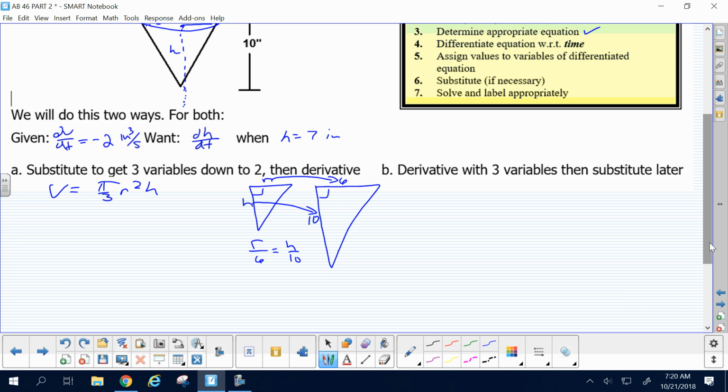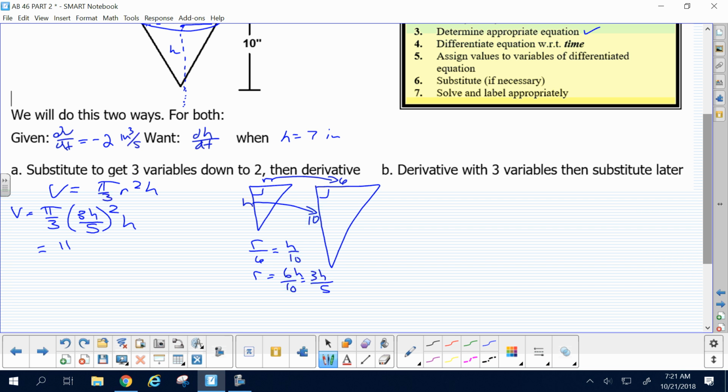Proportionality between the sides. Then my question is, all right, well, which one should I solve for, R or H? Well, given that I want dH/dt, it seems like I want H to stay in the equation, which means I don't want R. So I'm going to call R 6/10 H, or 3H over 5 when I reduce, right? Okay, so if I put that into the equation, pi over 3, and instead of R goes 3H over 5, which all needs to be squared because the radius is squared.